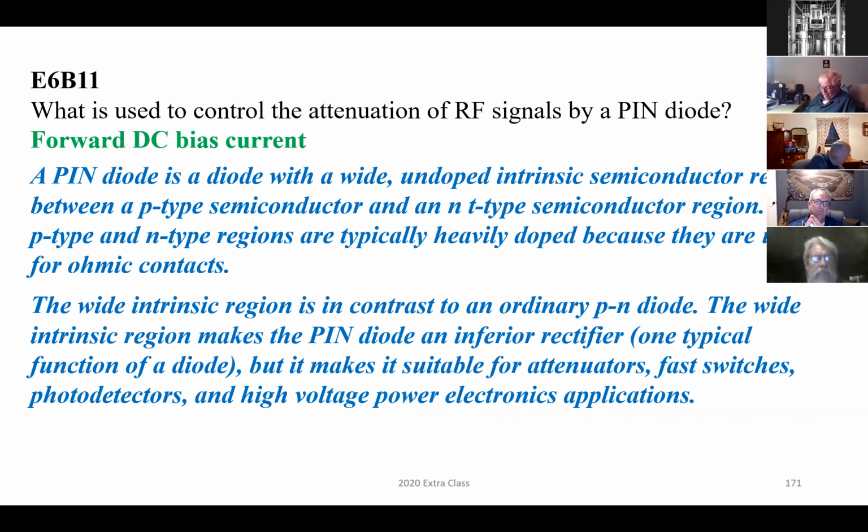What is used to control the attenuation of RF signals by a PIN diode? A, forward DC bias current.